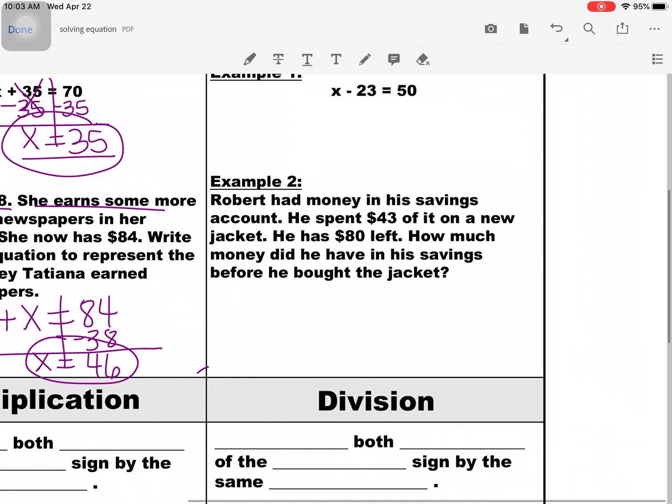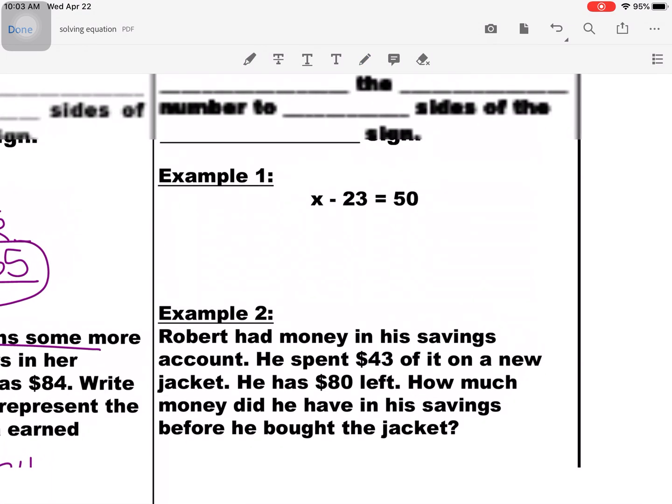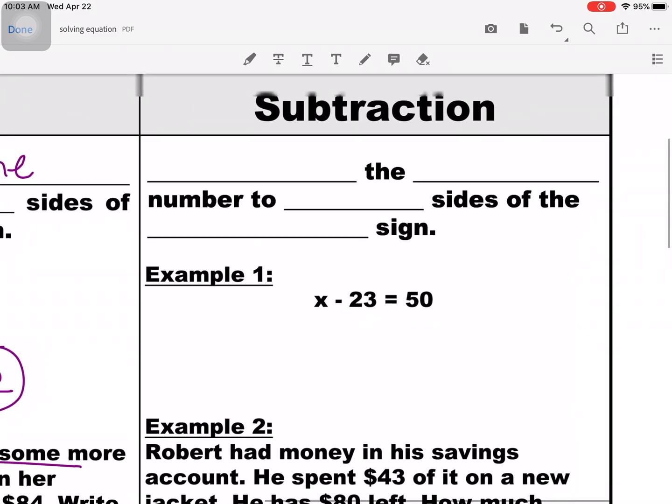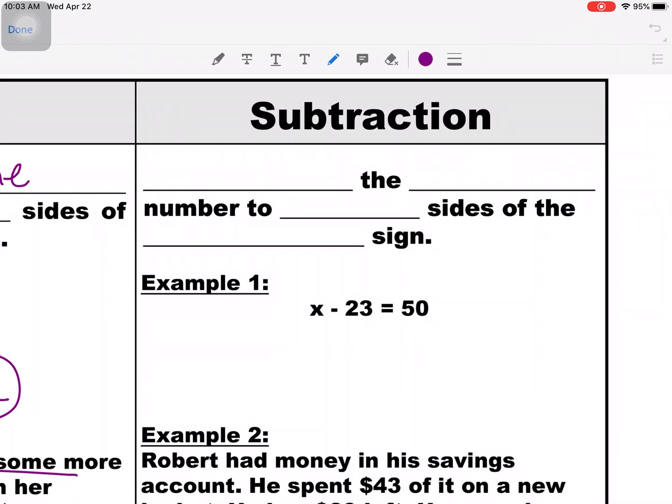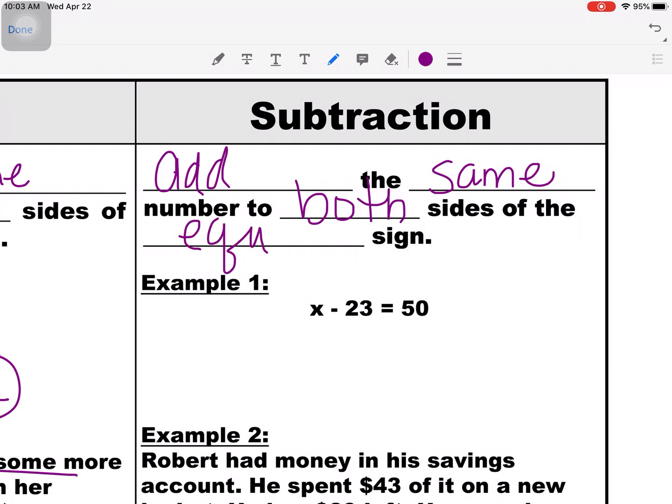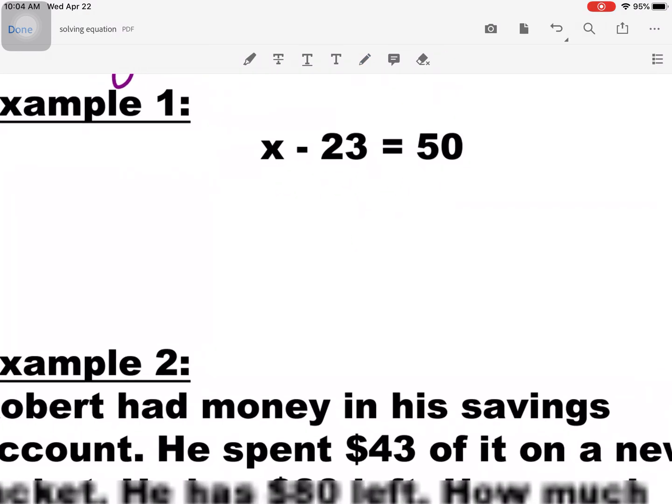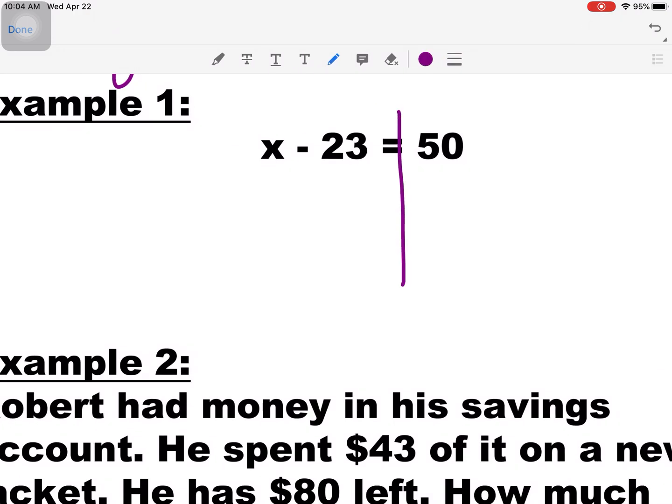Okay, moving on to subtraction. So I use the inverse, and the inverse of subtraction is addition. So I add the same number to both sides of the equal sign. Okay. My objective again is to get x alone. So that means I'm going to add 23 to both sides.